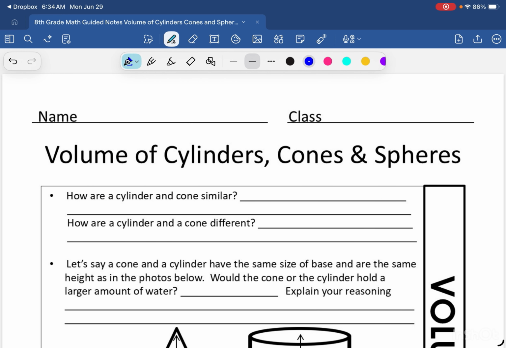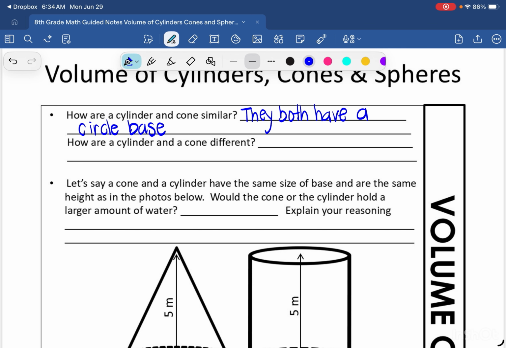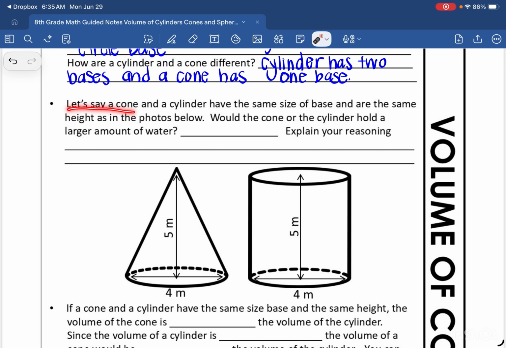How are a cylinder and a cone similar? They both have a circular base. How are a cylinder and a cone different? A cylinder has 2 bases and a cone just has 1 base with the apex. Let's say a cone and a cylinder have the same size of base and are the same height, as in the photos below. Would the cone or the cylinder hold a larger amount of water?